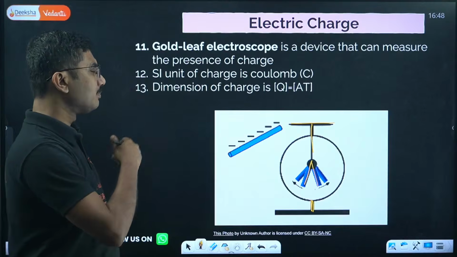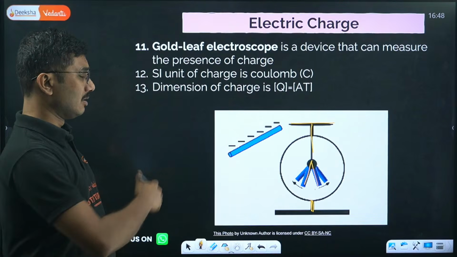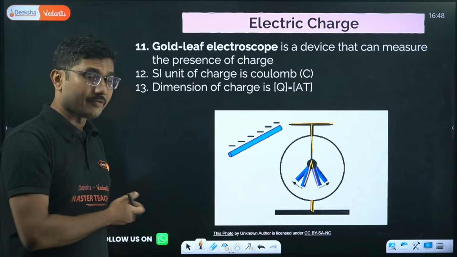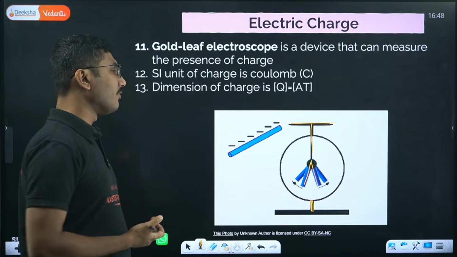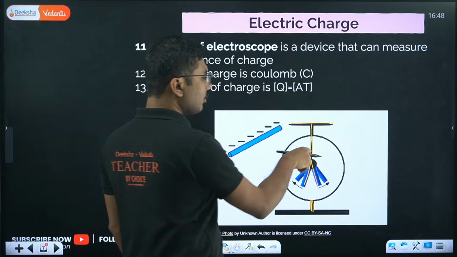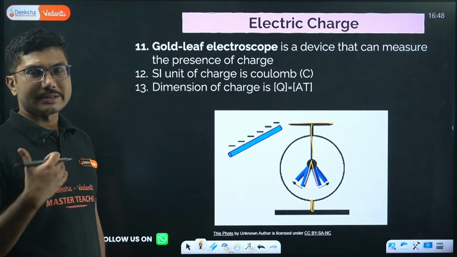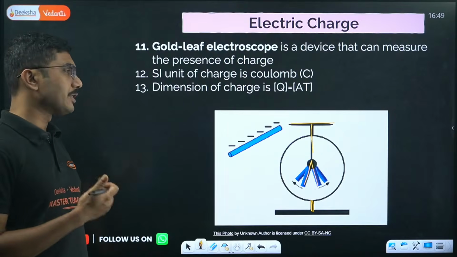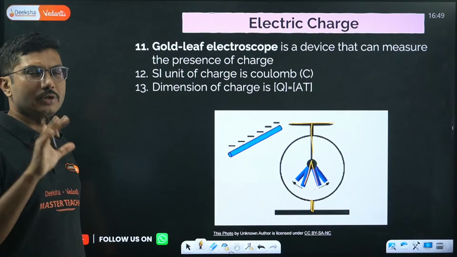Now, if you bring a charged object near the gold leaf electroscope, by the method of induction, which we will discuss later, the gold leaves spread, and because of this spread, you can say whether the object is charged or not. If the object is not charged, the gold leaves will stay as they are. If the object is charged, the gold leaves will spread.